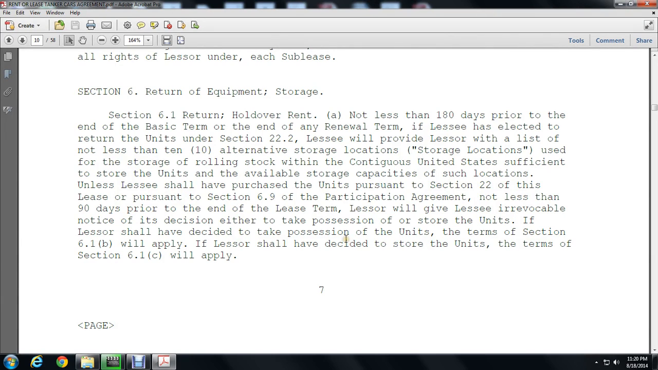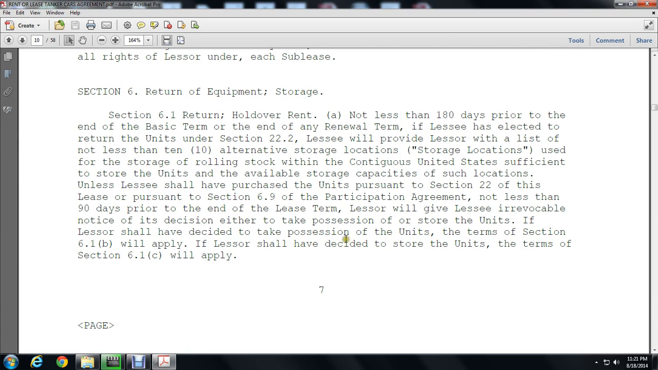Return of equipment and storage. Return holdover rent not less than 180 days prior to the ending of the basic term or the end of the renewal term. The lessor has elected to return the units under Section 22.2. The lessor will provide the lessee a list of not less than 10 alternative storage locations.